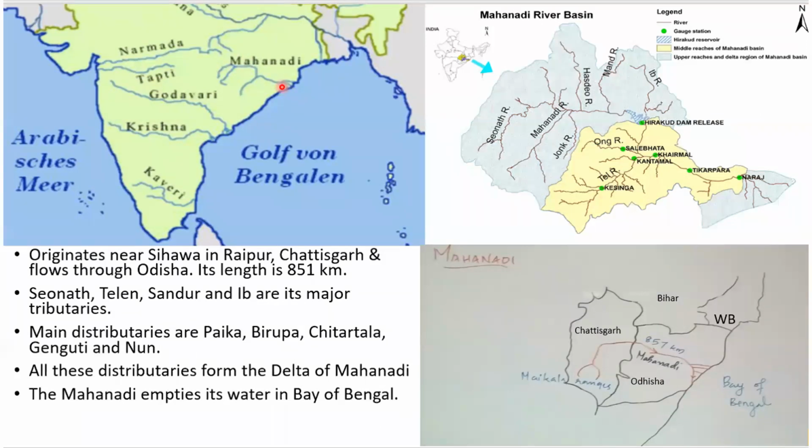It originates near Sihava in Raipur district in the Maikala ranges, flows through Chhattisgarh, and drains into the Bay of Bengal. The important tributaries of this river are Seonath, Hasdeo, Mand, and Ib. The main distributaries are Paika, Birupa, Chitrotpala, Chenkuti, and Nun. All these distributaries form the delta of Mahanadi, and the Mahanadi empties its water into the Bay of Bengal.